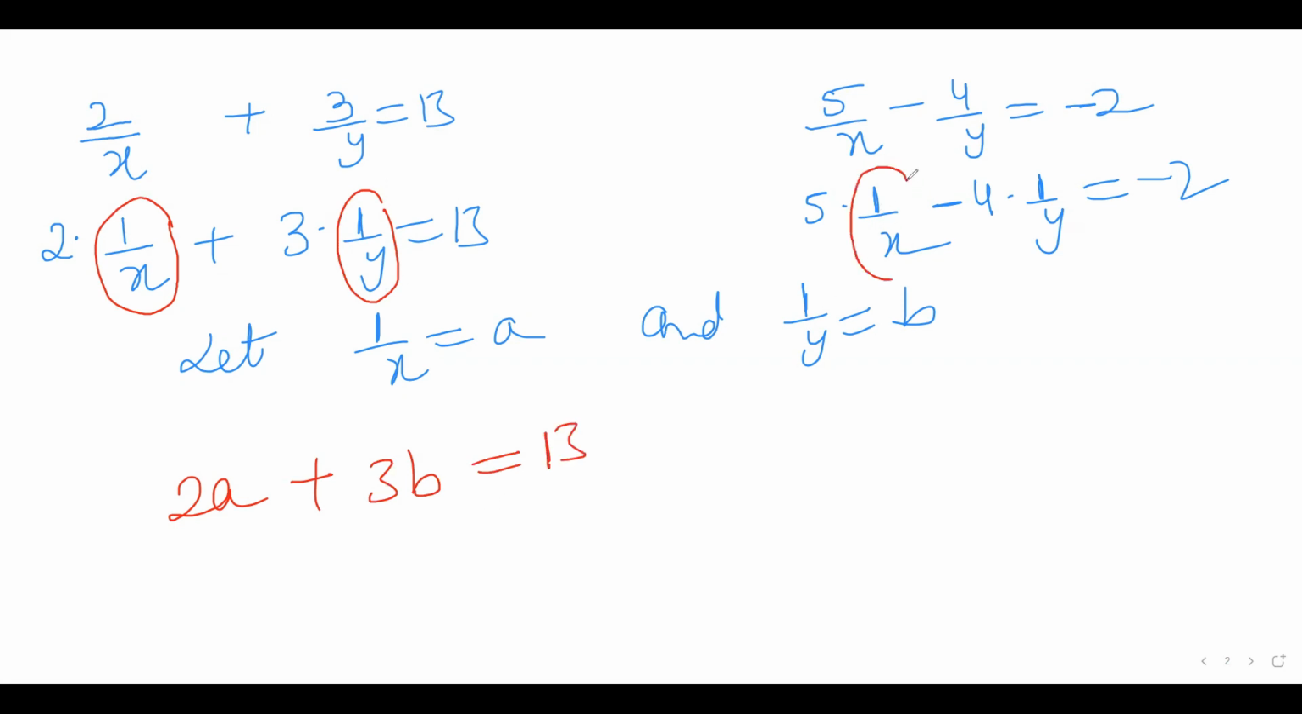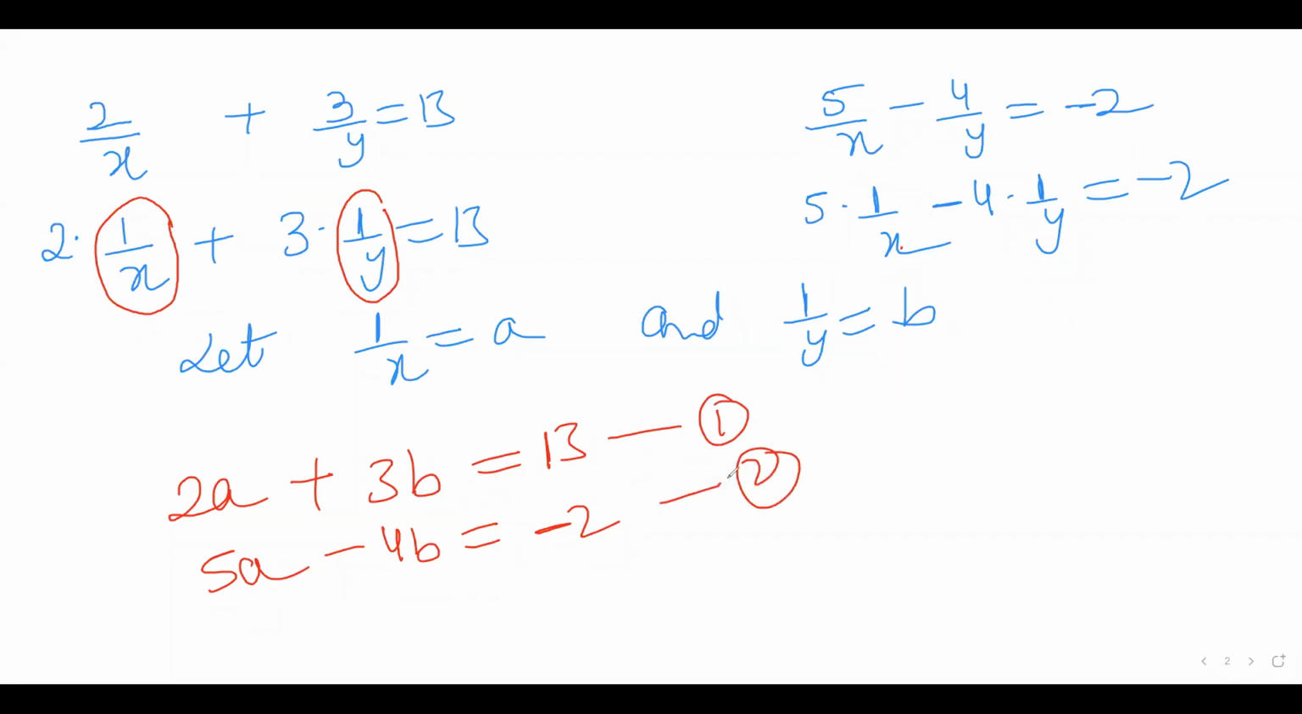Now this 1/x becomes a, so 5a. This 1/y becomes b, -4b is equal to -2. These are the two equations which I got, first equation and second equation. Let us solve these two equations, solving equation 1 and 2 by elimination method.